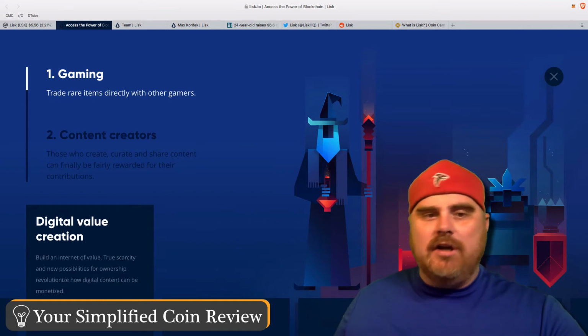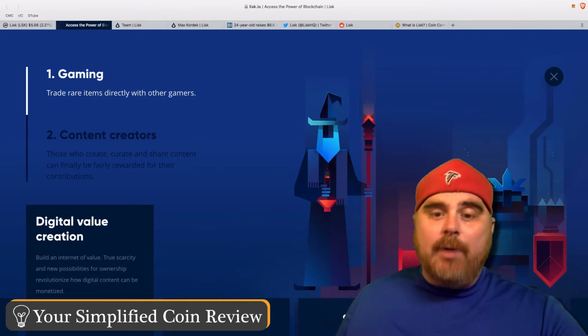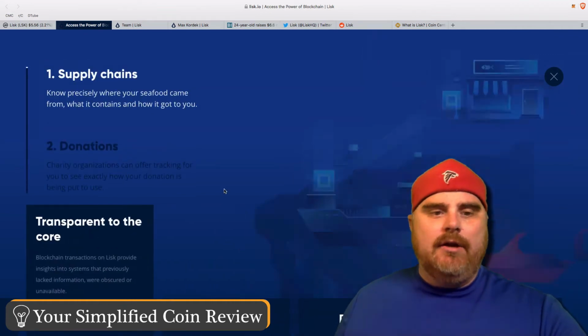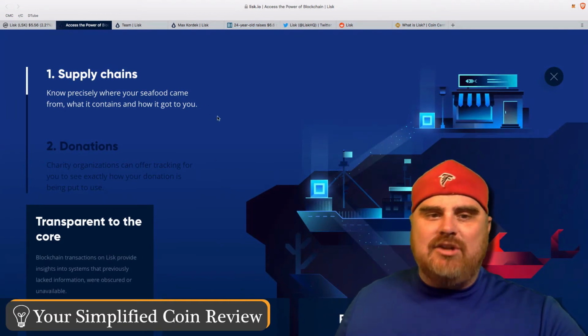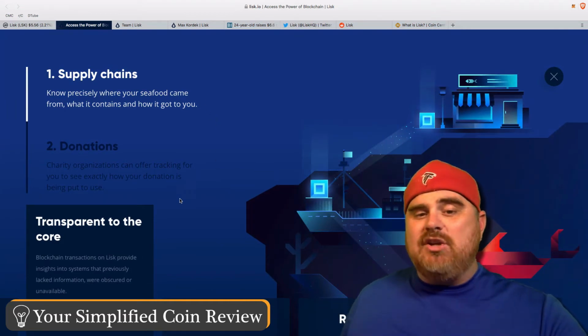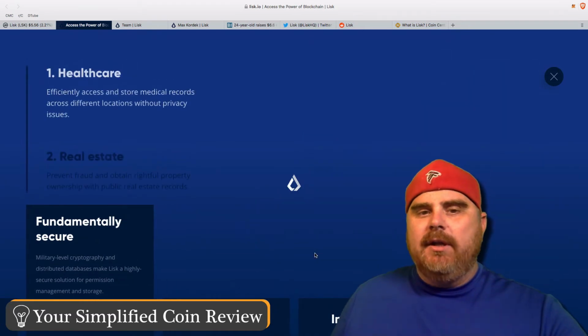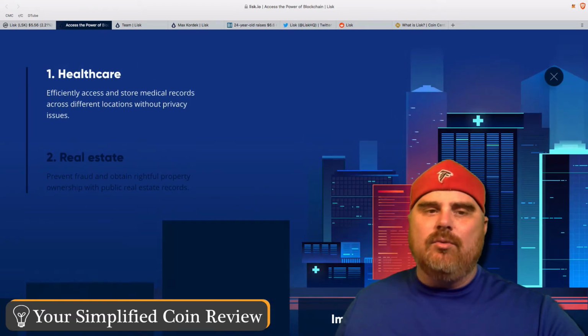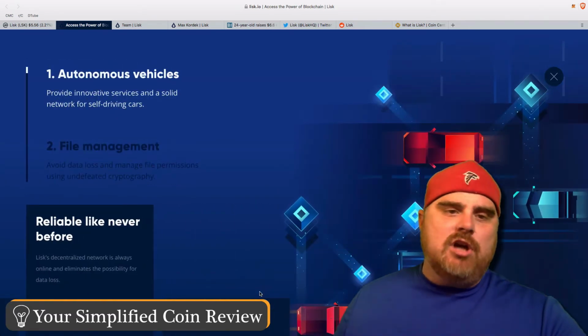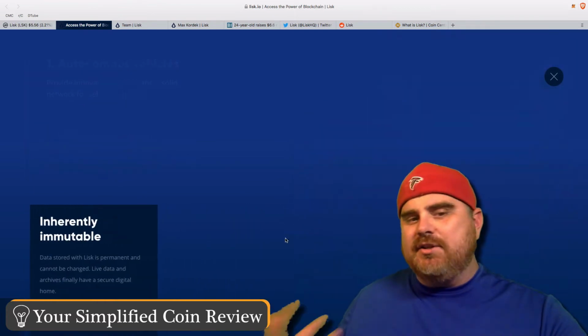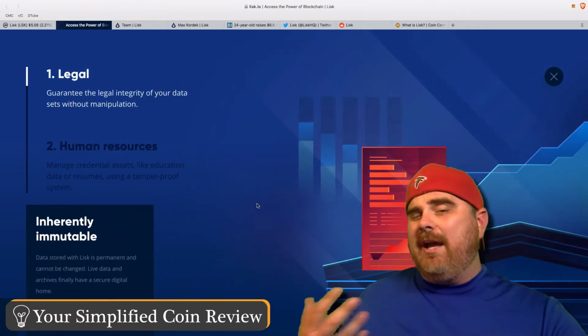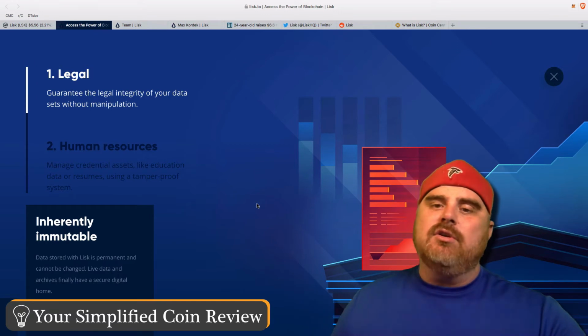Gaming, content creators, you can think of Po.et, for instance. Transparent to the core, so it has supply chains. You can do donation apps on the platform. And basically it talks about healthcare, real estate, autonomous vehicles, file management, and then it's immutable. Obviously, that would have implications in the legal and human resources sector.